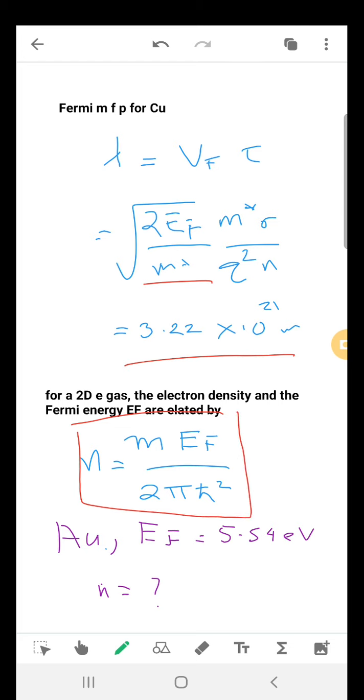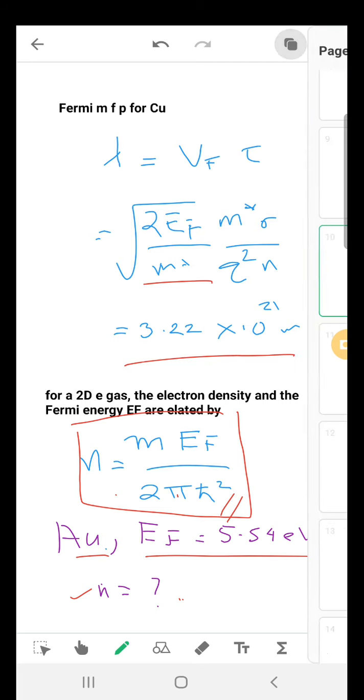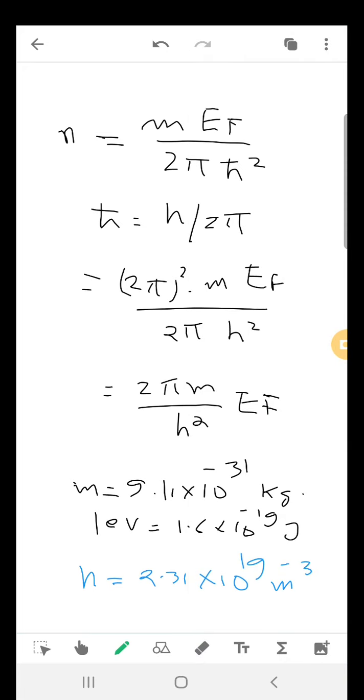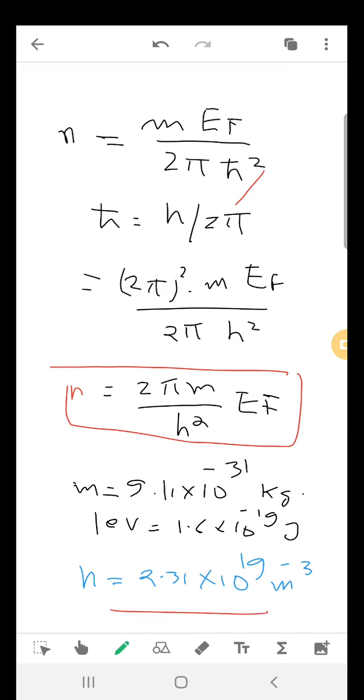Now for a 2D electron gas, the electron density and the Fermi energy are related by this formula. N is equal to m into Ef by 2 pi h cross square, m is the mass of the electron. Now for gold, if Ef is equal to 5.54 electron volt, what will be the electronic number density? This has to be found out, so we will use this simple relationship. Only thing is that this h cross square has to be replaced, so we will replace this h cross by h by 2 pi. So this is the final relationship that we obtain, 2 pi m by h cross square into Ef, and putting the values here, we get the number density of the electrons.